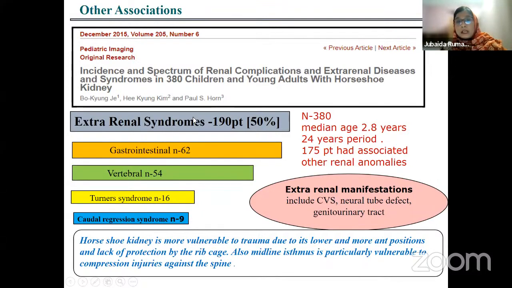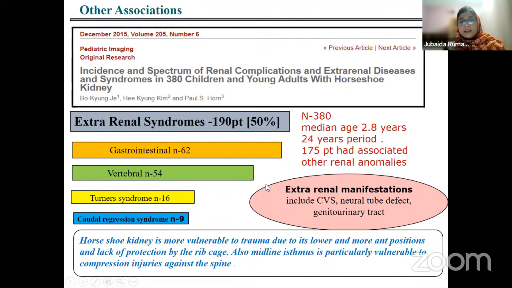Here in an article, they took 380 children with horseshoe kidney, and their median age was 2.8 years. They were followed for 24 years. Among these 380 patients, 175 had other associated renal anomalies, and about 190 patients, nearly 50% of cases, had other systemic involvement, like the GI system in 62, vertebral in 54, and Turner syndrome in 16 patients.